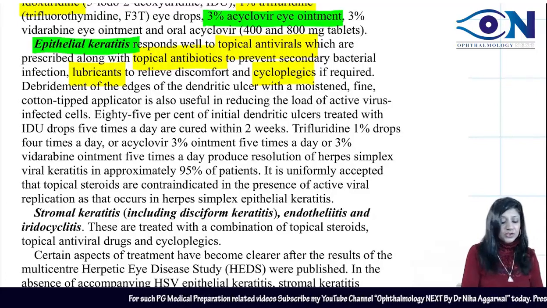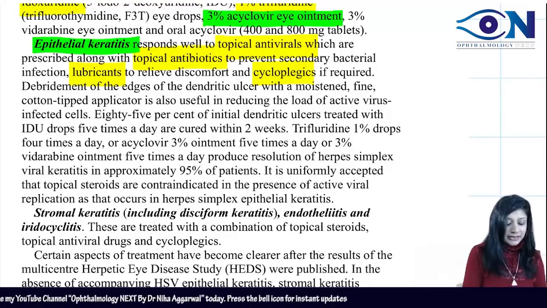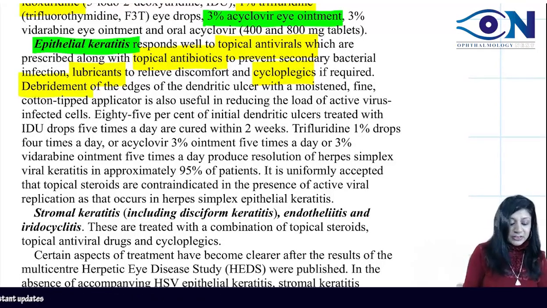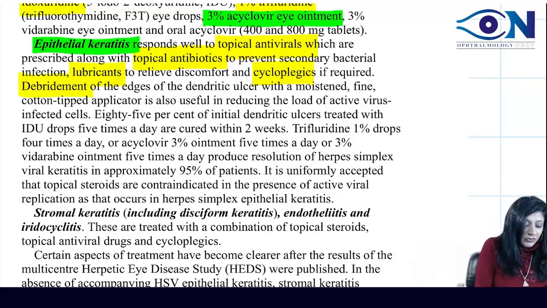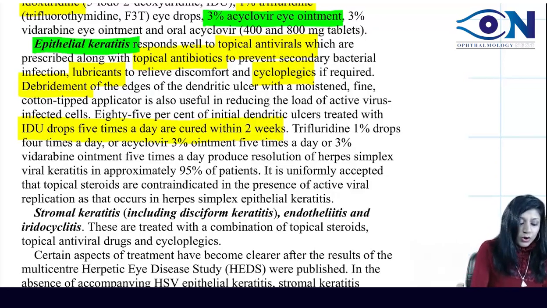Debridement of the edges of the dendritic ulcer can be done with a moistened fine cotton tipped applicator. You can do the debridement of the edges also. 85% of the initial dendritic ulcers treated with idoxuridine 5 times a day are cured within 2 weeks. Trifluridine 1% drops 4 times a day, or what we are using is 3% acyclovir 5 times a day.